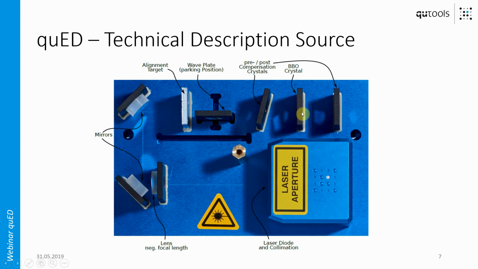Actually, in this plate, they are both crystals, and they are very near to each other and optically contacted, so it looks like just one, but it's actually 2 BBO crystals with the optical axis of one of the crystals rotated by 90 degrees with respect to the other. We have the pre- and post-compensation crystals inserted here as well. We have the wave plate that can be inserted, but could also be put in a parking position here. And we have some mirrors just to fold everything up. And on here, we have a pinhole where the pump beam has to go through, and also it's an alignment target you can use for easier alignment.